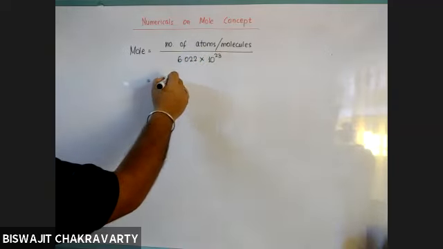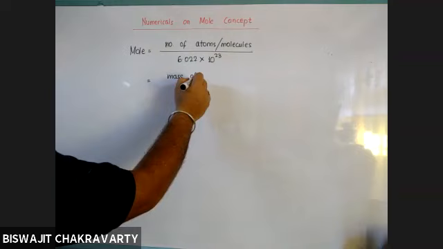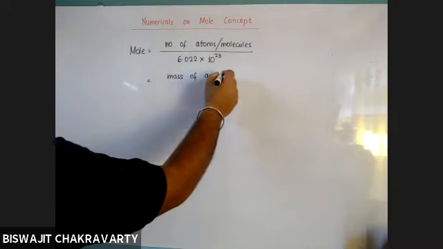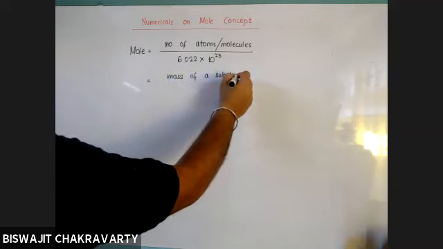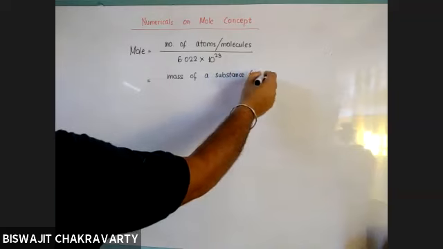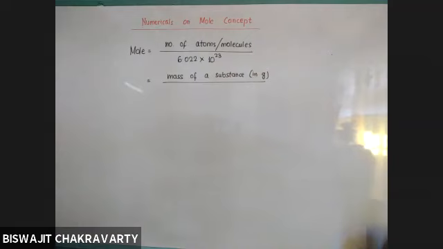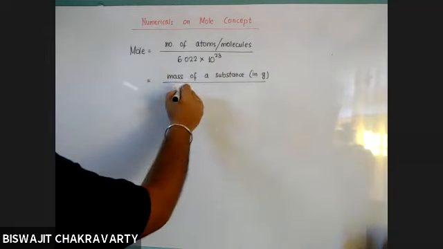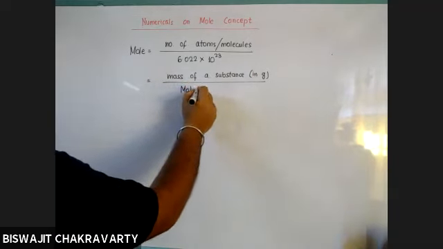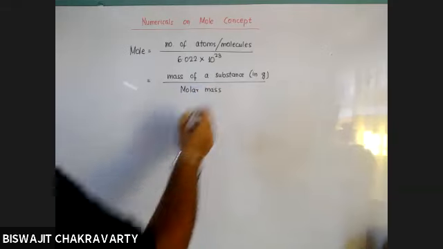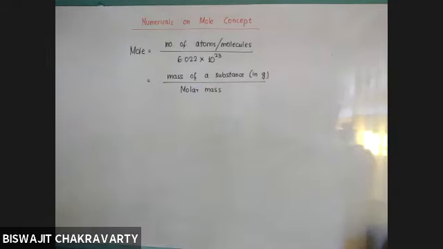And if it is mass of a substance in grams, what should I divide this with? Molar mass. What is molar mass? If it is an atom, it is gram atomic mass. And if it is a molecule, then it is gram molecular mass, isn't it?